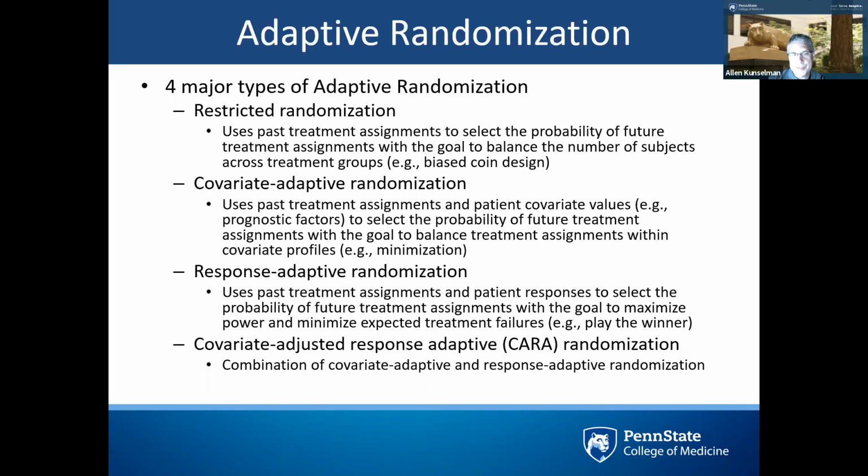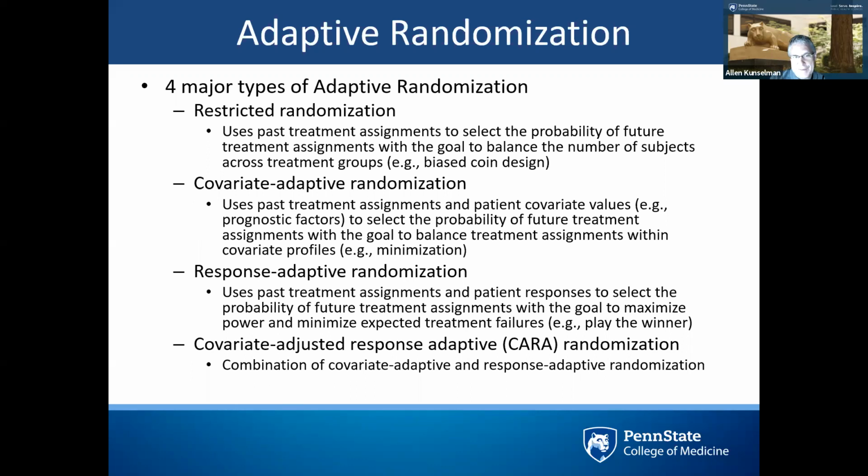So again, it takes the previous assignment. Let's assume the first person comes in, they got randomized to treatment A. But then it looks at when this patient finishes the trial, did they have a successful response, yes or no? So that's the response.